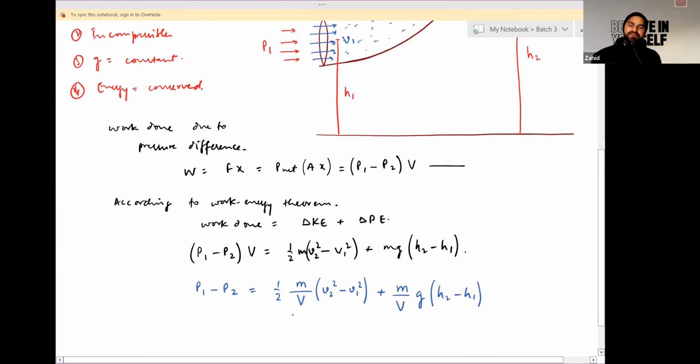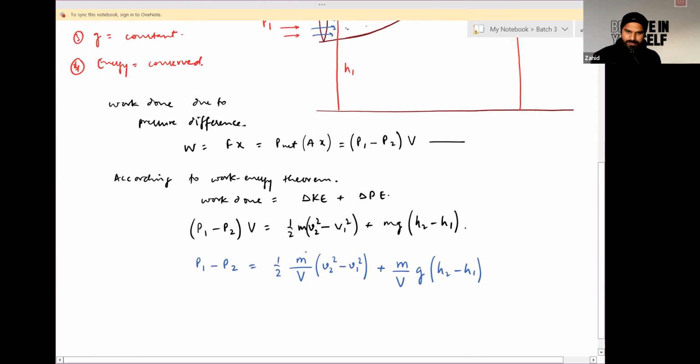Next, mass divided by volume is nothing but density. So this will become density. Similarly, this will become density. So it will be half rho V2 square minus half rho V1 square plus rho g H2 minus rho g H1 equals P1 minus P2. Mohammad Irfan, is it clear?